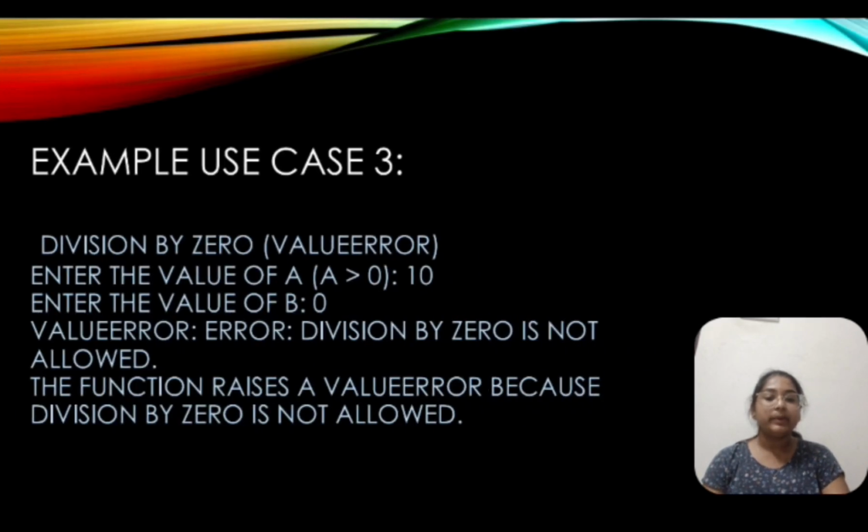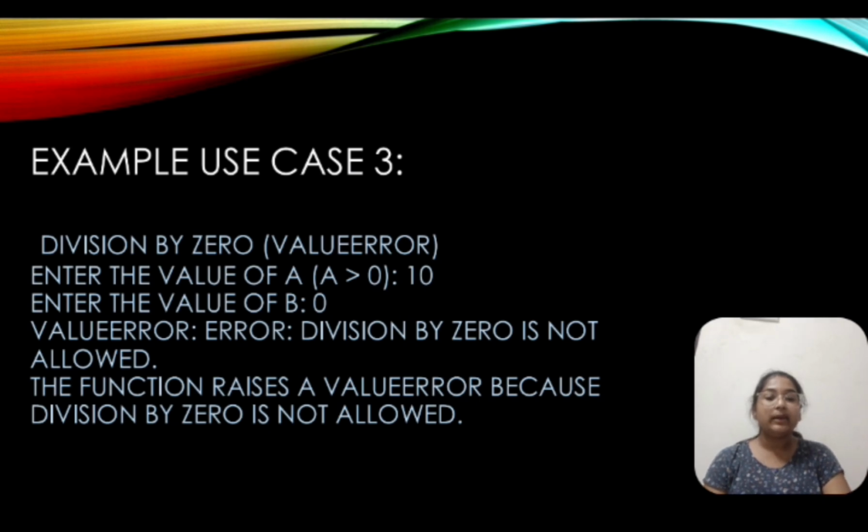So, example use case 3, that is, example used in case 3. That is, let us see an example when we give an input, that is, after executing the code, how division by 0 value error occurs. Enter the value of A, which is A should be greater than 0. I have given 10, and enter the value of B, I have given as 0.